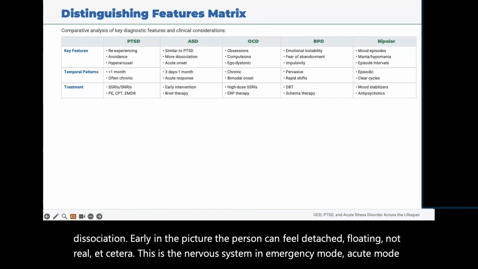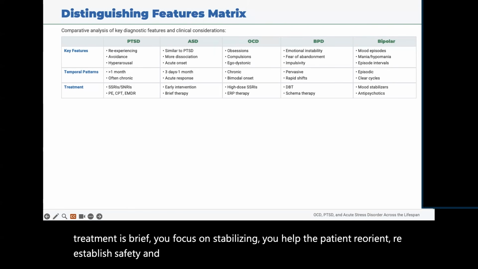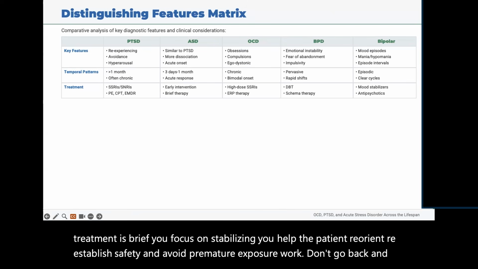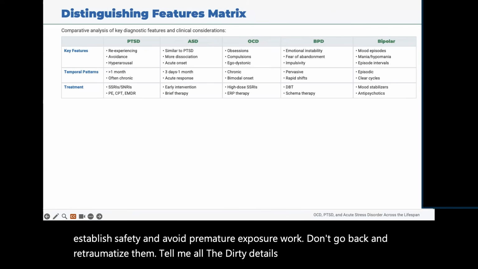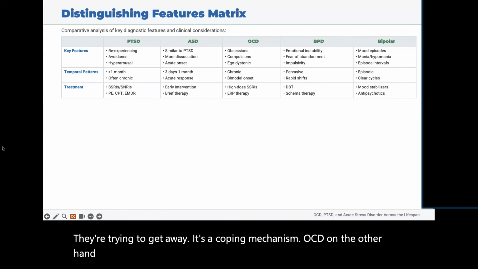Treatment is brief. You focus on stabilizing. You help the patient reorient, reestablish safety, and avoid premature exposure work. Don't go back and re-traumatize them. Tell me all the dirty details. Don't do that here. They're trying to get away. It's a coping mechanism.